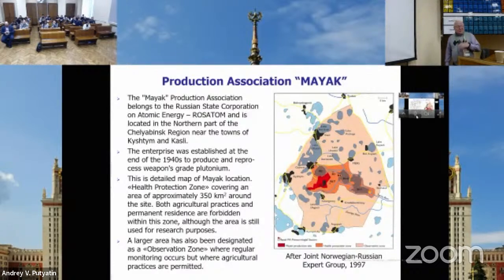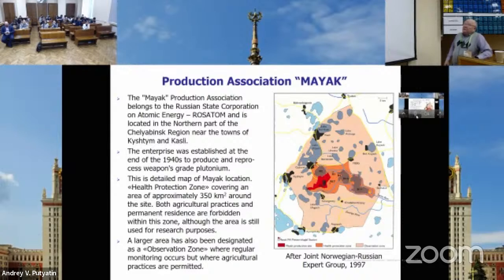Okay, a few words about the Production Association Mayak. Mayak belongs to the Russian State Corporation on Atomic Energy, Rosatom, and is located in the northern part of Chelyabinsk region, near the towns of Kyshtym and Kasli. The enterprise was established at the end of the 1940s to produce and reprocess weapons-grade plutonium.